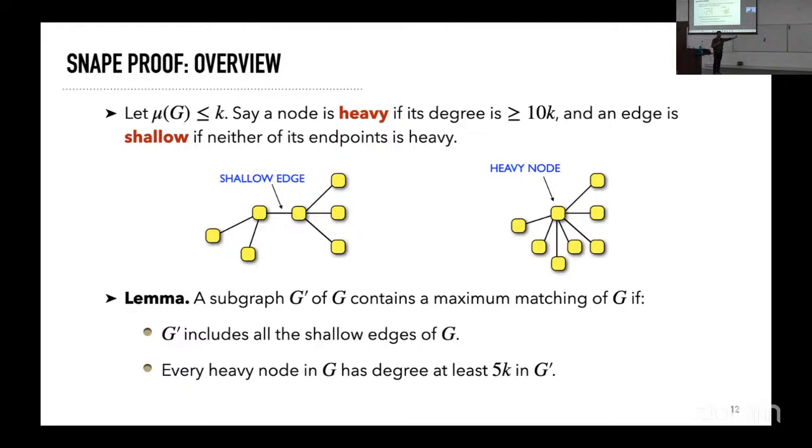Okay, this I'll leave as an exercise. It's actually quite straightforward to see. It's just a pure graph theory argument. But let's prove this lemma in the context of Snape sampling. So what do we want to show? We want to show that if you have k-squared Snape samples, your resulting subgraph, your resulting set of edges, satisfies this property. Okay. There are two cases: shallow edges and heavy nodes. I'll go through the first one in slightly more detail.